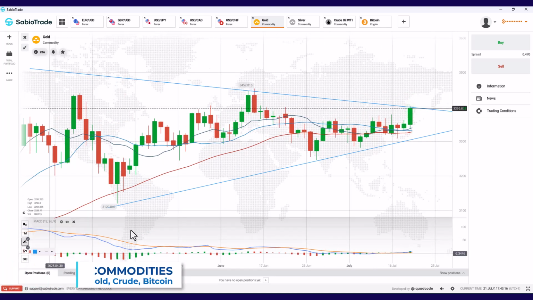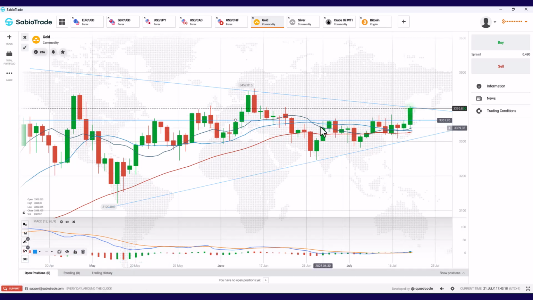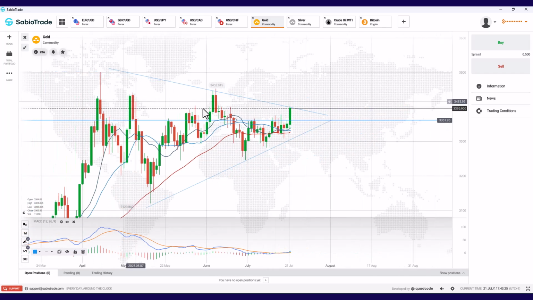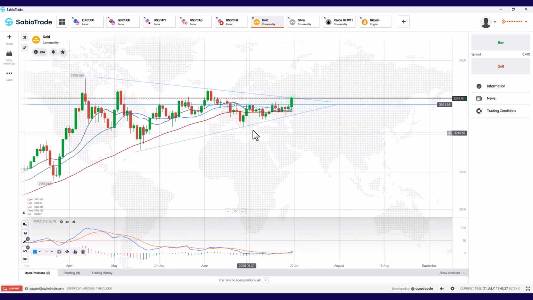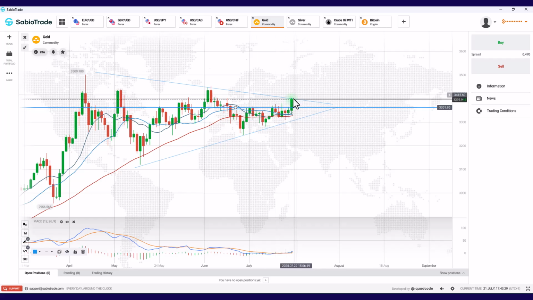Let me put my level in there. So very nice to see it kind of breaking up through that 3360 level. However, it is likely to encounter some resistance as it heads towards that 3.4 level. And overall, it is still stuck within the wedge. Shorter term, it is looking nice and bullish, nice little breakout.